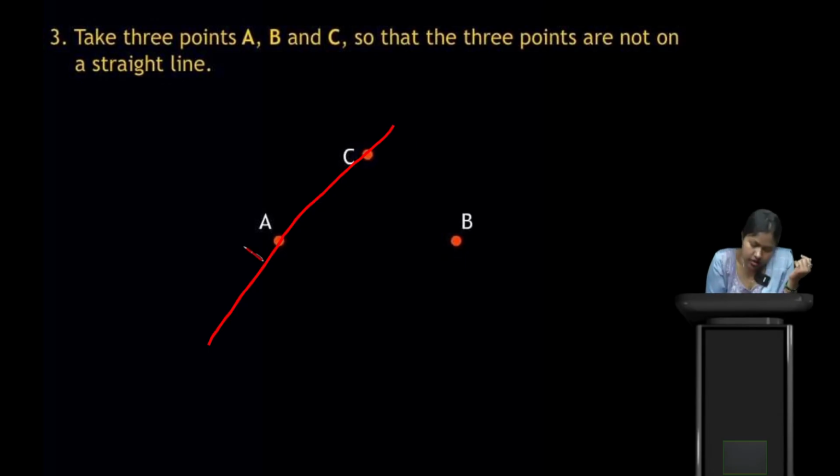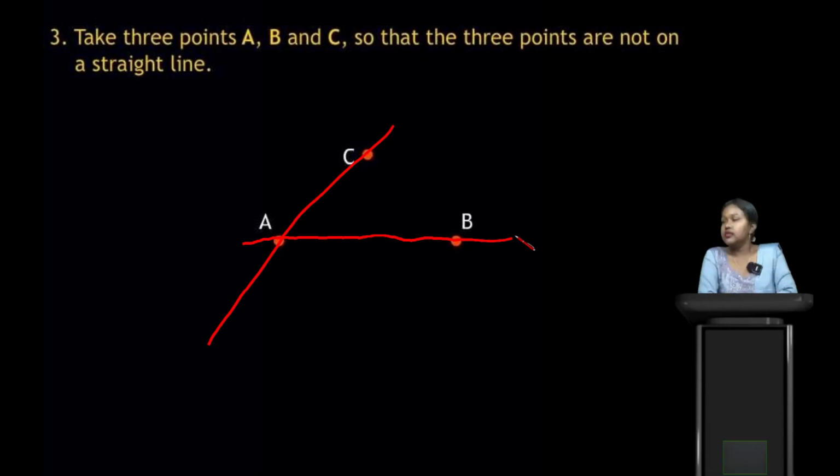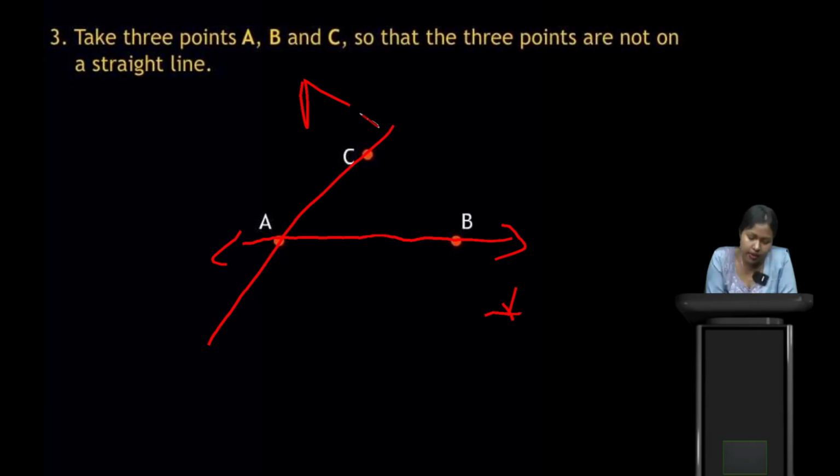Okay, let's try another one. I am drawing another line which is passing through B. In this case also the same thing is happening, right? One line is passing through A and B, but point C is not passing through it. Okay, that means not possible. Let's see another one. Another line which is passing through C. In this case also the same thing is happening. A is not passing through this line.